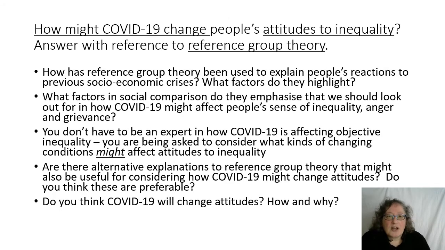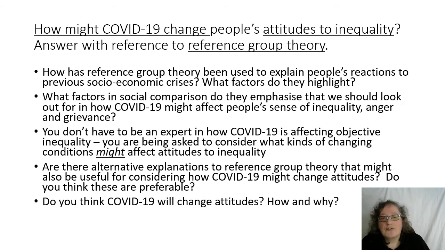And then, how might COVID-19 change people's attitudes? Answer with reference to reference group theory. So I should say at the outset, you do not have to be an expert in what is going on with COVID-19 or how it is affecting objective inequality. You might want to give a few examples of what is currently happening, but really you're being asked to speculate. You're being asked to consider what kinds of changing conditions might affect attitudes to inequality. So what could happen with COVID-19? You don't need to read a great deal about what is happening around COVID-19.